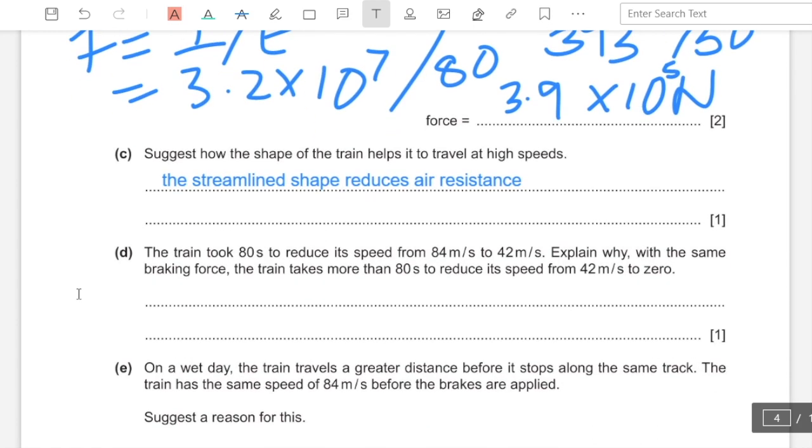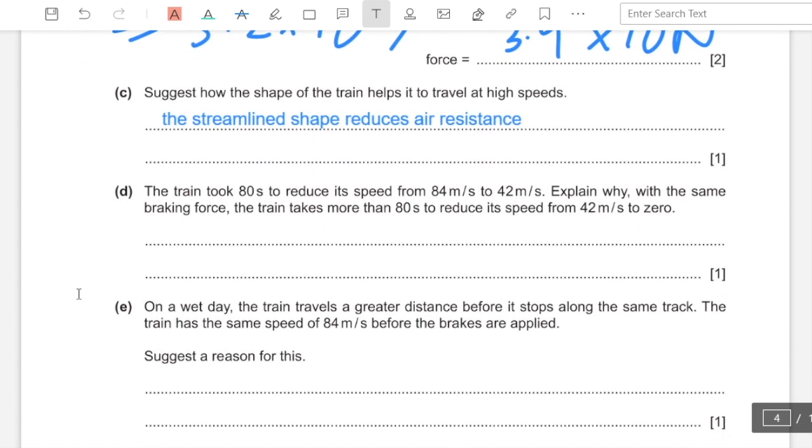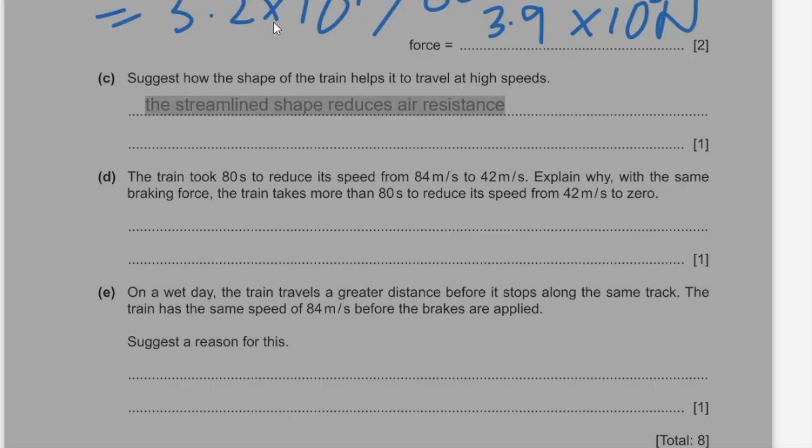D. The train took 80 seconds to reduce its speed from 84 meters per second to 48 meters per second. Explain why, with the same braking force, the train takes more than 80 seconds to reduce its speed from 40 meters per second to 0. I'm first going to be starting by writing the formula of force over here, which is change in momentum divided by time taken. So initially, the speed was decreasing from 84 meters per second, and in the second case, it is decreasing from 42 meters per second.